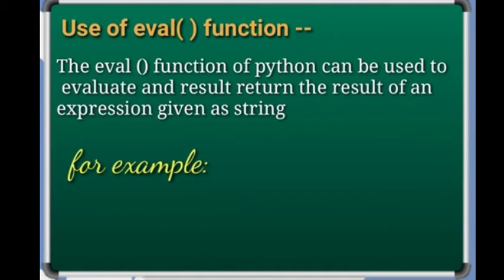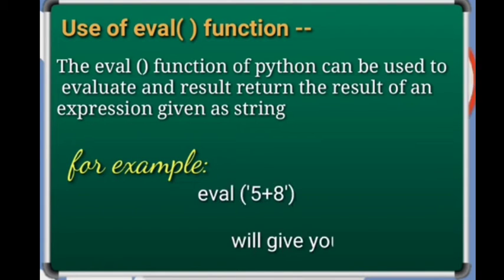Now let us take an example. I have written eval('5 + 8'). So it will give you the answer 13 when you enclose it in single quotes or double quotes, because you are representing it as a string and you are using the eval function with it. But if you do not use the eval function, then it is going to give you an error.